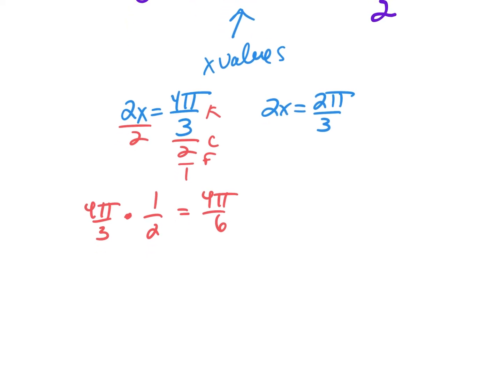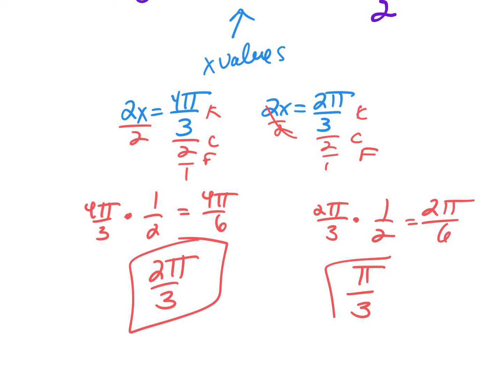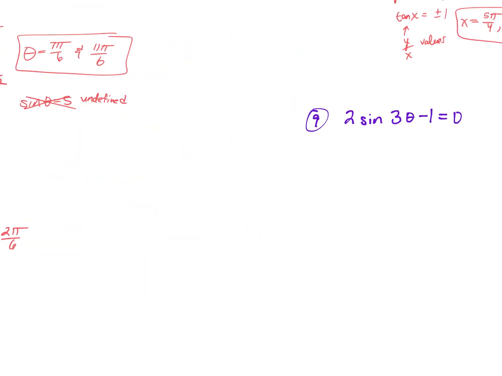Do I leave my answer like that? No. What does that reduce to? 2 pi over 3. Always simplify, ladies and gents. Same thing here. We're going to divide by 2. So 2 over 1. I'm going to keep, change, flip. So 2 pi over 3 times 1/2 gives me 2 pi over 6, which reduces to pi over 3. Can you put 1 pi over 3? Yeah, sure. Let's keep scooting. Good job. You guys are doing awesome.